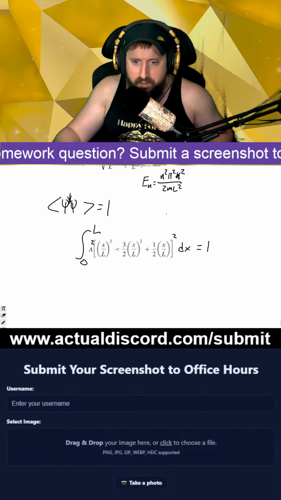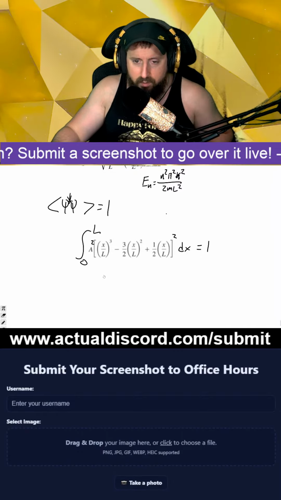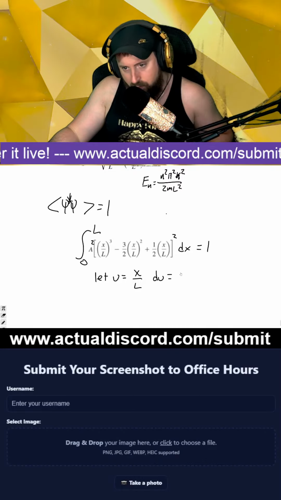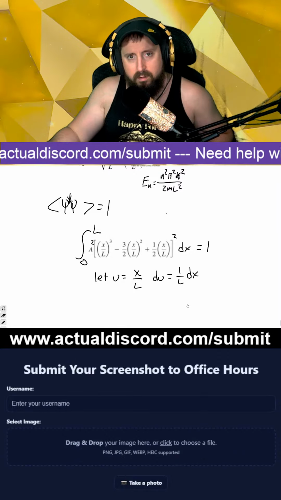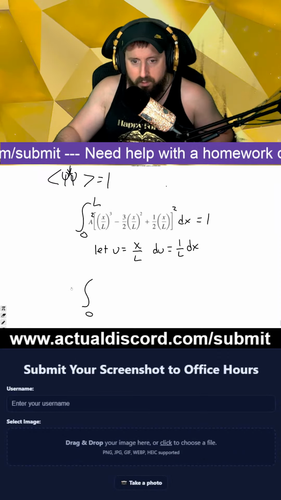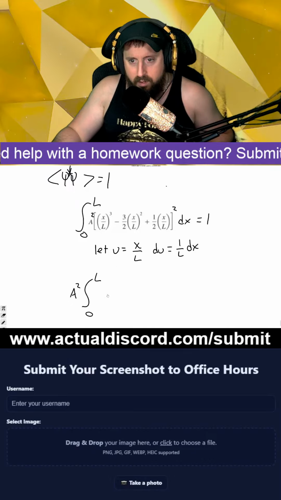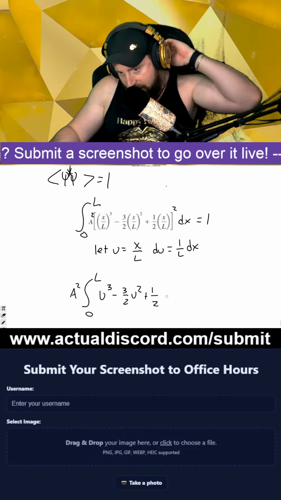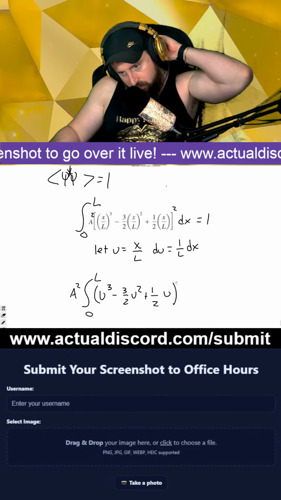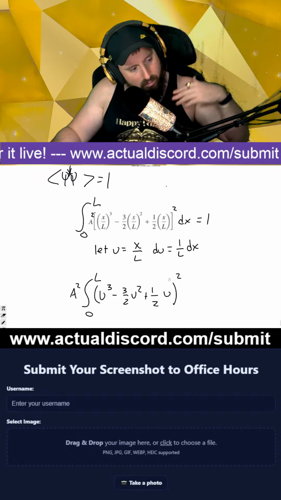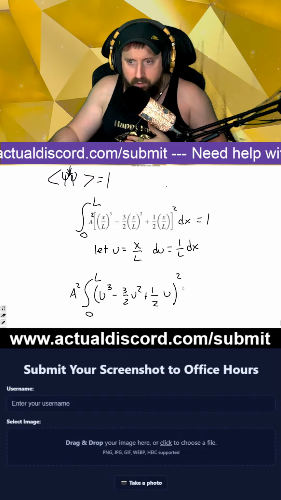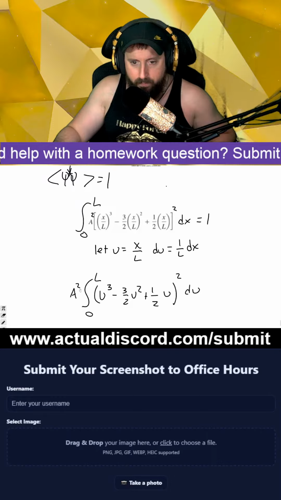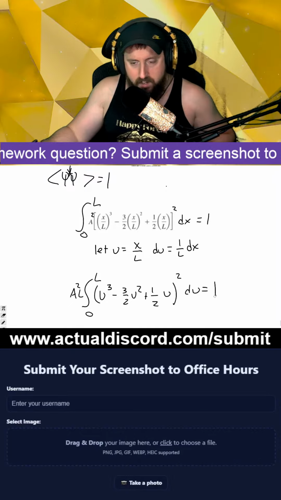Maybe I see a u sub situation here, right? Because I see the same thing. So let me say, let u equal x over L. Then du is equal to 1 over L dx. I can definitely do derivatives. I mean, I'm doing integrals right here. So A squared, 0 to L, and then this is going to be u to the third minus 3/2 u squared plus 1/2 u, all squared, times L. So A squared L.